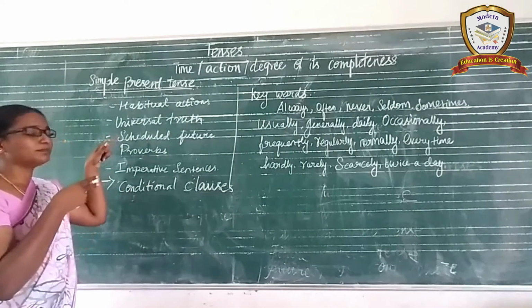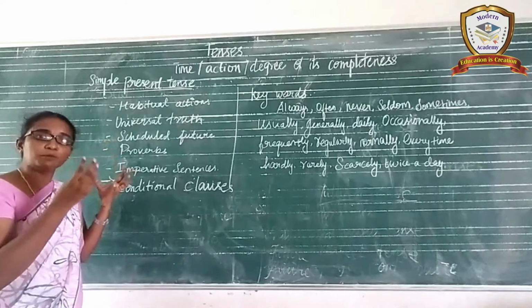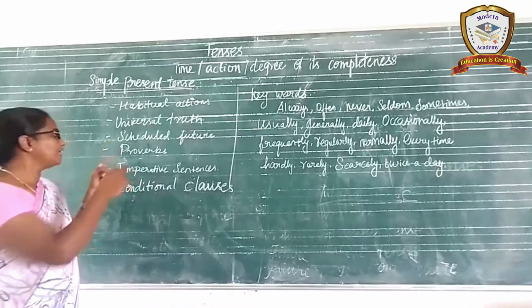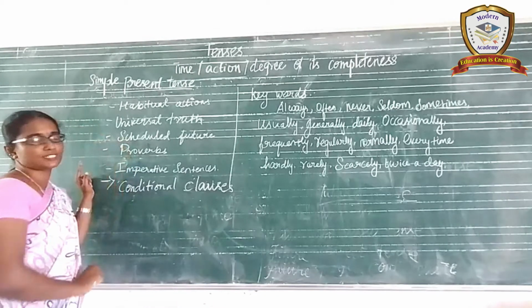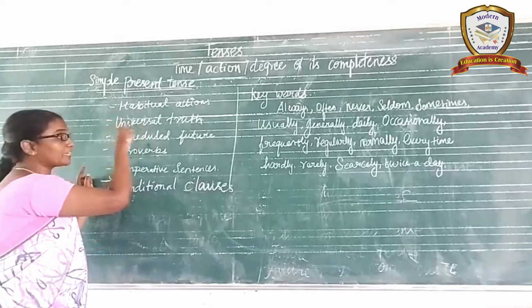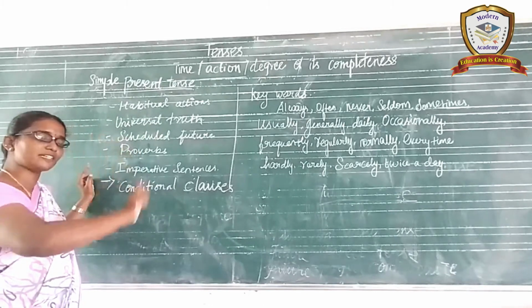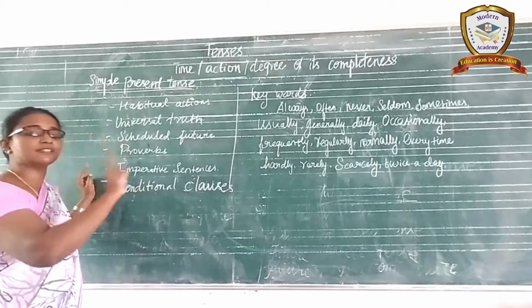Understand? And the next one: I read the holy books every day. And the next one, scheduled future. Universal truth. The simple present tense is used to express the universal truth: the information which is known to all over the world.